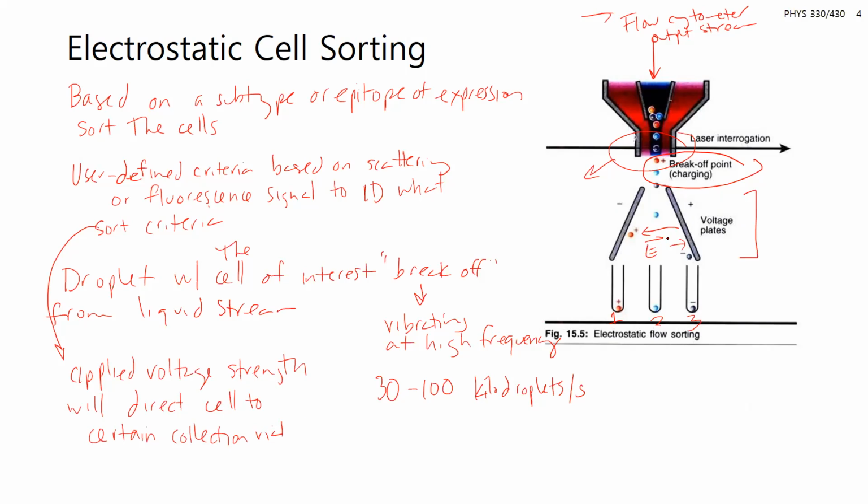So that applied voltage strength will then, as the droplet is in this phase over here, suspended in air, direct it to a different collection vial at the bottom there. Some of this direction reminds me of mass spec, where based on the mass to charge ratio, it'll direct those charges, when we're talking about time of flight or the different detectors in mass spec.